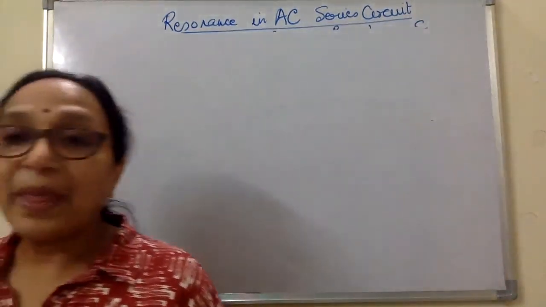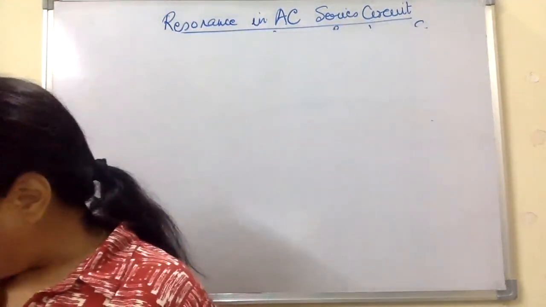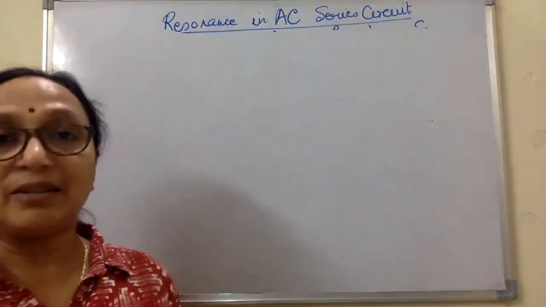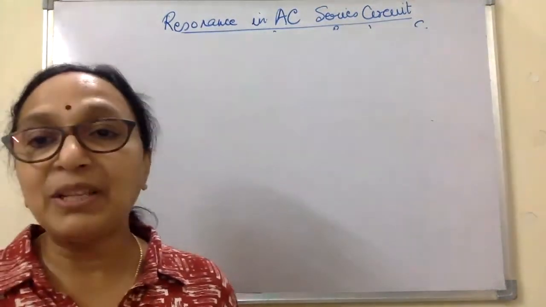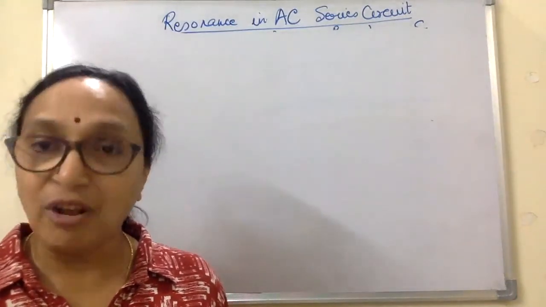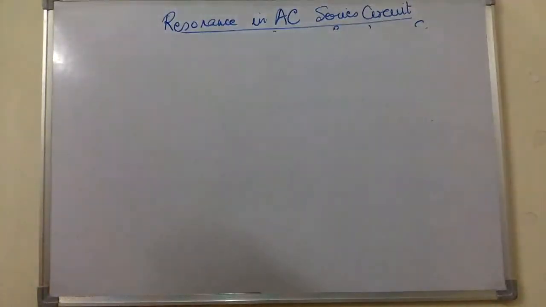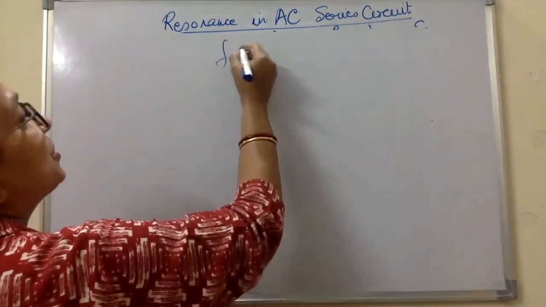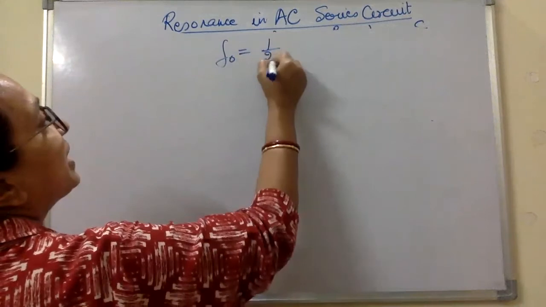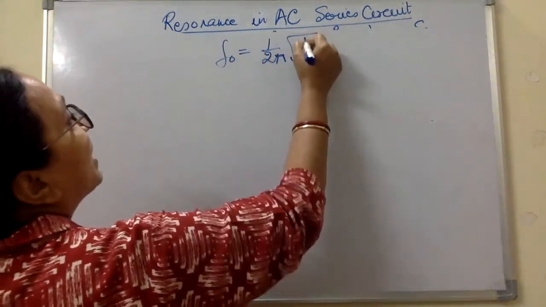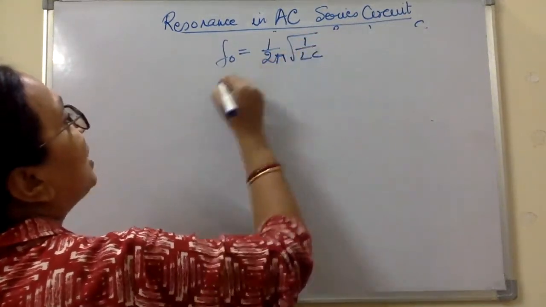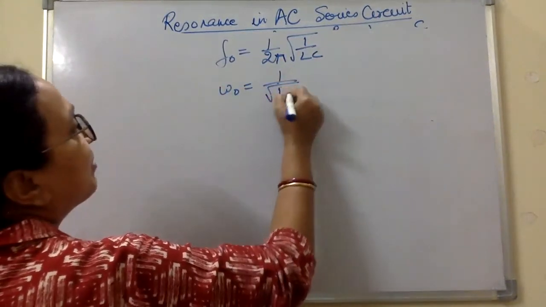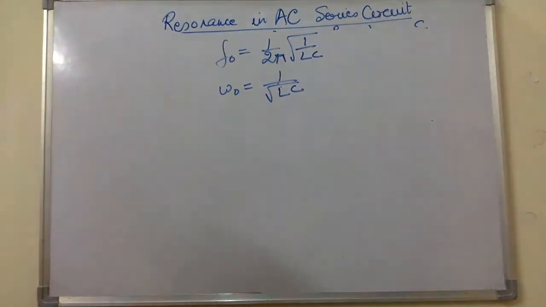Okay, thank you. I don't want to discuss any numerical over here as such, because the numericals are just formula dependent. So if you remember the formulas, you can solve the numericals. I'll just try to compile the formulas over here. That is F0, the resonant frequency, will be given by 1 by 2 pi under root 1 by LC, or in terms of radian frequency, it will be given by 1 by under root LC.